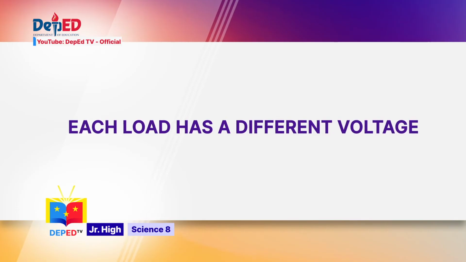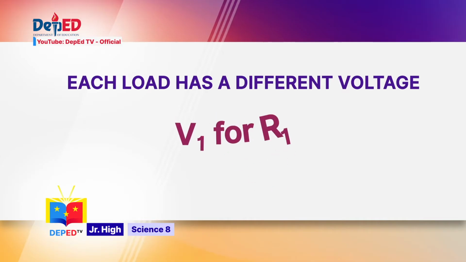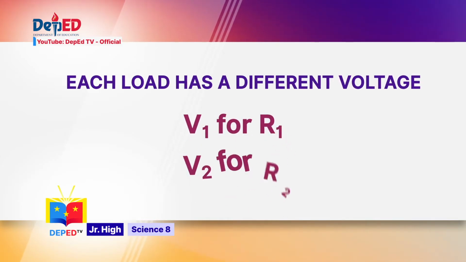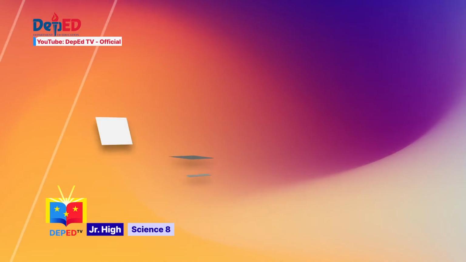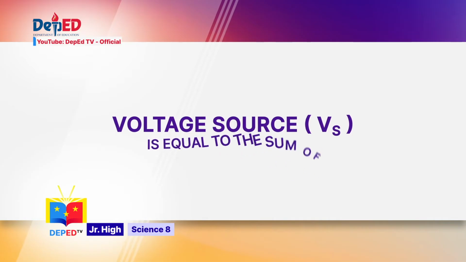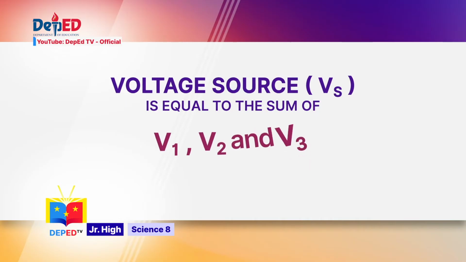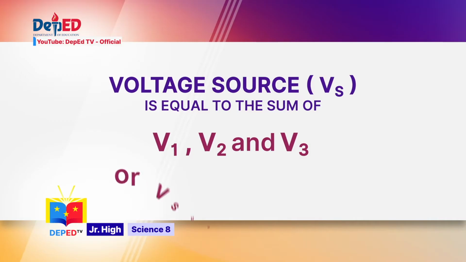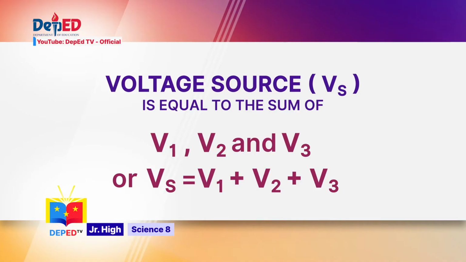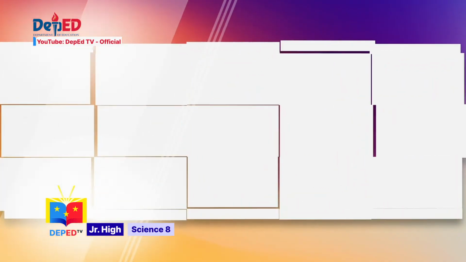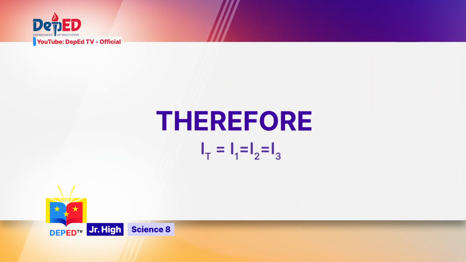Each load has a different voltage, V1 for R1, V2 for R2, and V3 for R3. But the voltage source is equal to the sum of V1, V2, and V3, or Vs is equal to V1 plus V2 plus V3. Since the current is equal across each load, therefore, IT is equal to I1 equals I2 equals I3.